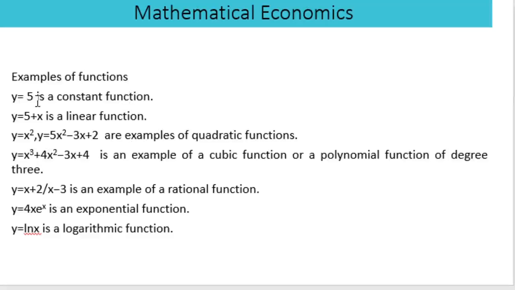Y equals 5 is a constant function. Y equals 5 plus x is a linear function since the power of the variable is 1. Here this is an example of a cubic function. This is an example of a rational function. It is expressed in terms of the ratio of two variables. This 4x e raised to x is an exponential function. Y equals ln x is the logarithmic function.